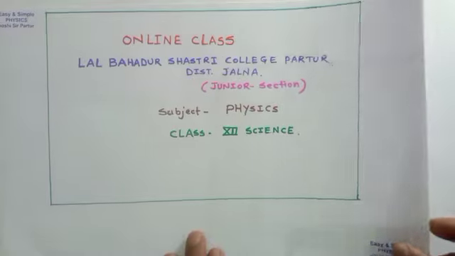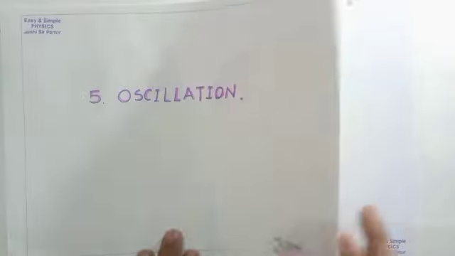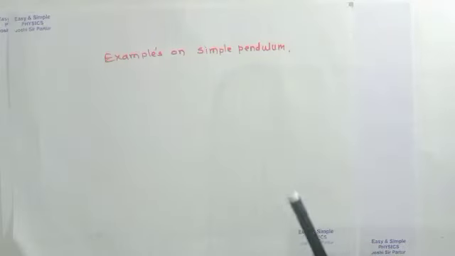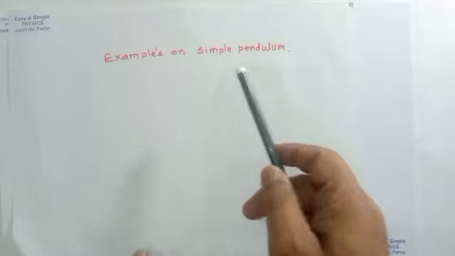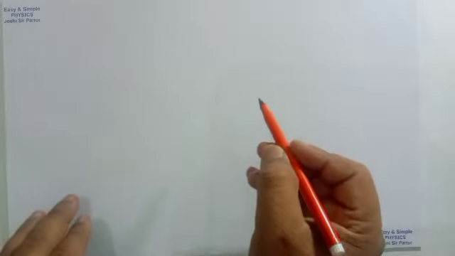Today we have learned about chapter number 5, oscillation. In this chapter, we have seen some examples on simple pendulum. So we have seen some important formulas.